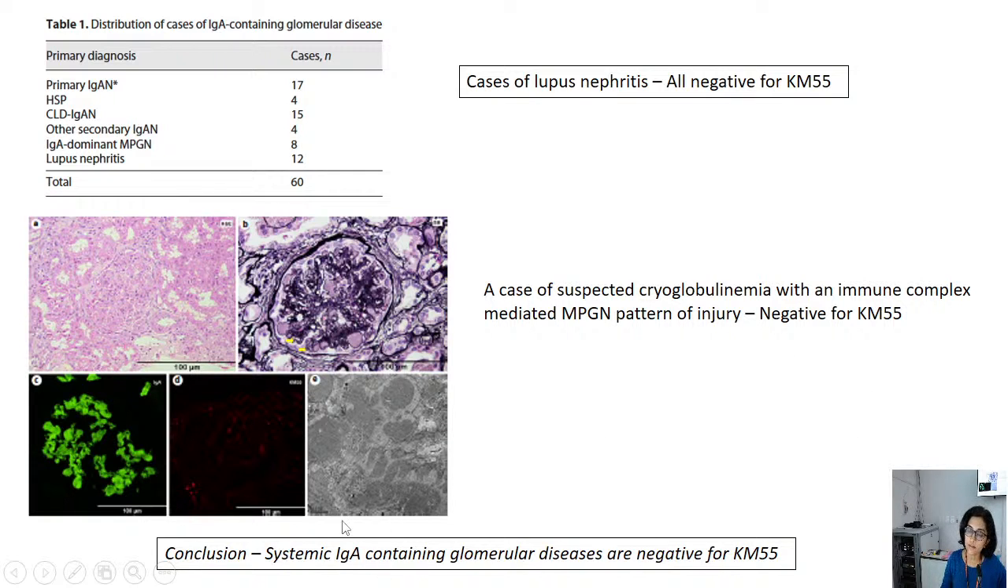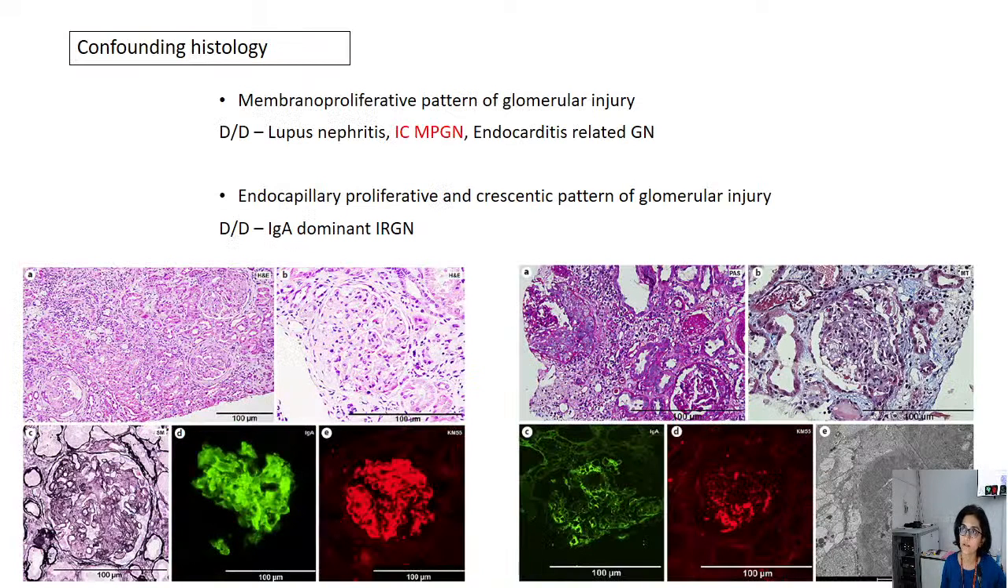So we could conclude that systemic IgA containing glomerular diseases, SLE of course being the prime example, are negative for KM55. So we could now, for example, diagnose IgA nephropathy in a case of SLE very confidently. So those situations do arise.